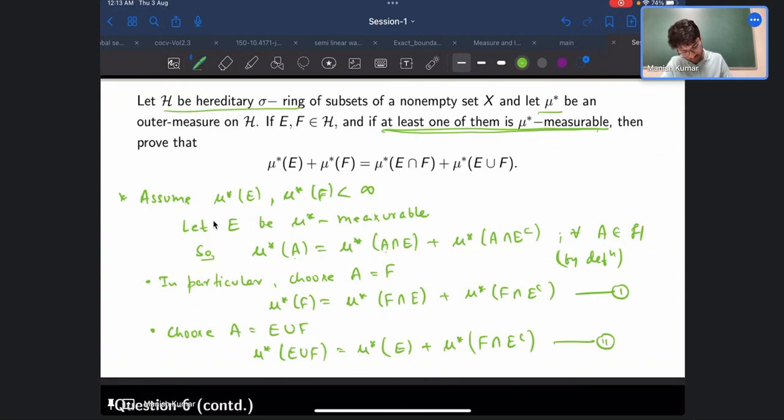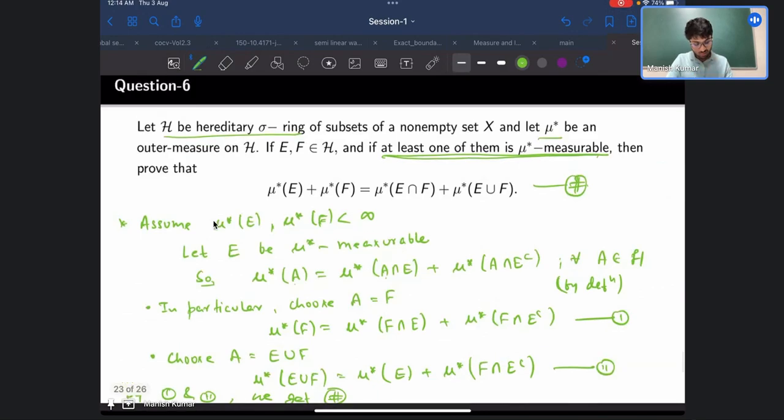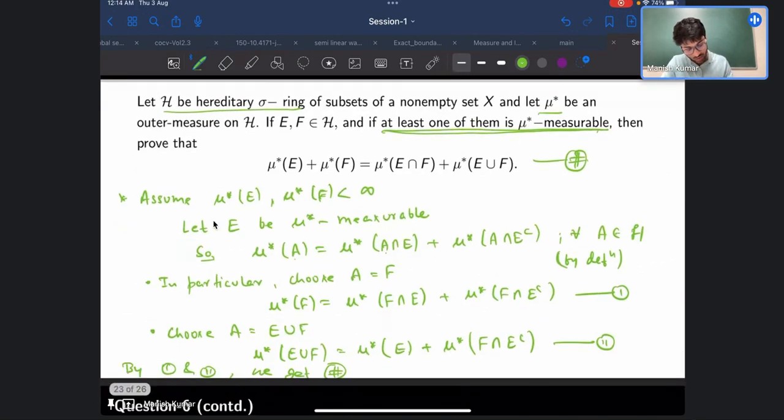So use again, by 1 and 2 we get hash. So this is hash, let's say. Okay, so this is how you can prove this one. Okay, now as I was explaining, you have to assume at least one of them to be mu star measurable.